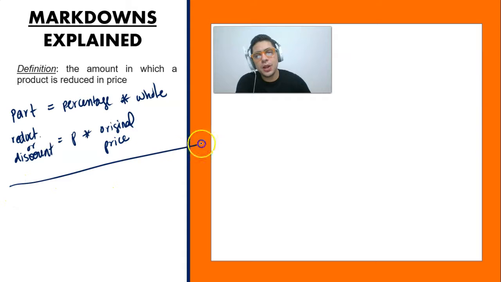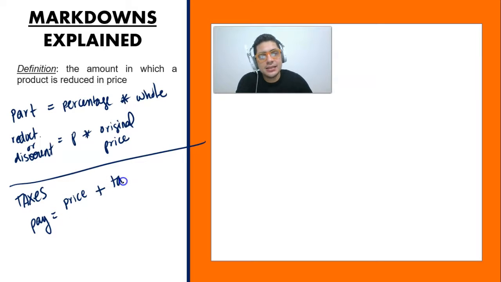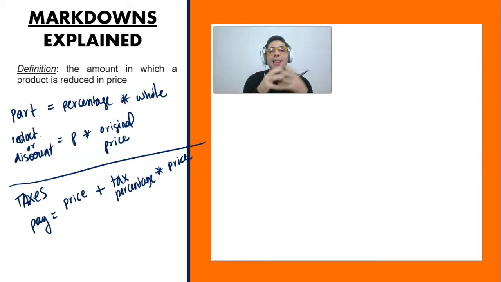Now, in real life, we're usually also going to pay taxes. Whenever we pay taxes, the amount we pay for a good is the price of the good, or the selling price, plus the tax percentage times the price. So we're not only going to pay for the price, but also the percentage of the tax multiplied by the price. So the total amount that you're going to pay is the price plus the taxes. Make sure you know that when solving a problem.